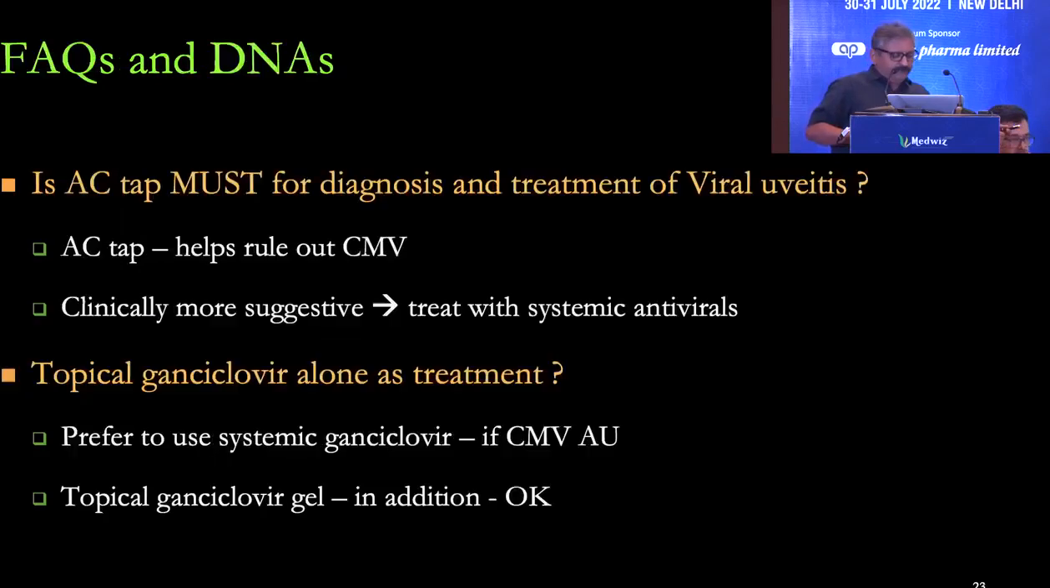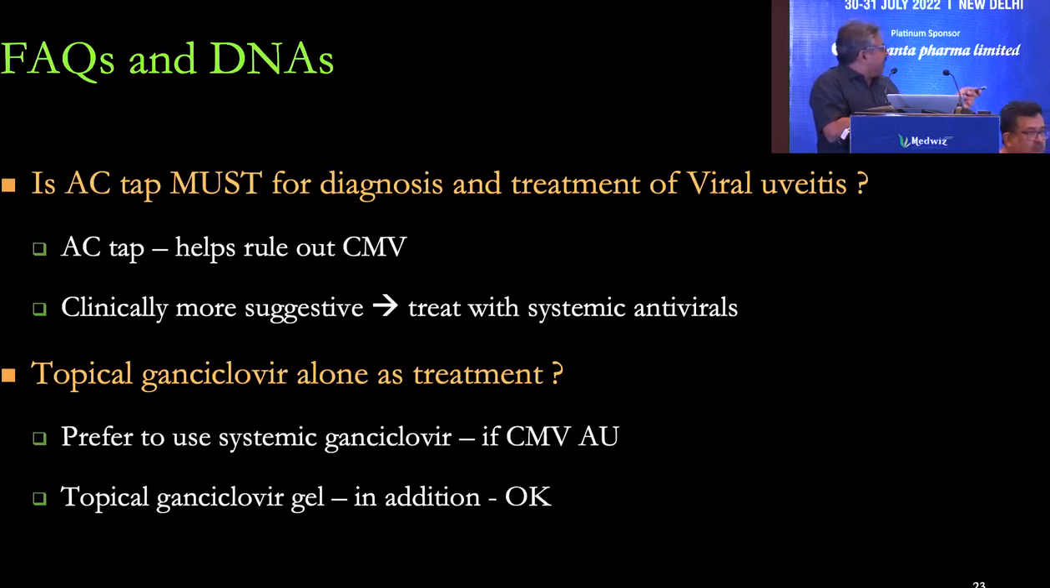Maintain the IOP. We always have doubts whether an AC tap is a must for diagnosis and treatment of every viral uveitis. See, an AC tap may not give you positive results, but it really helps to rule out CMV. Because for CMV, you need to treat with valganciclovir or ganciclovir, but for HSV and VZV, acyclovir will be helpful. So it's that way the AC tap really helps in ruling out CMV.